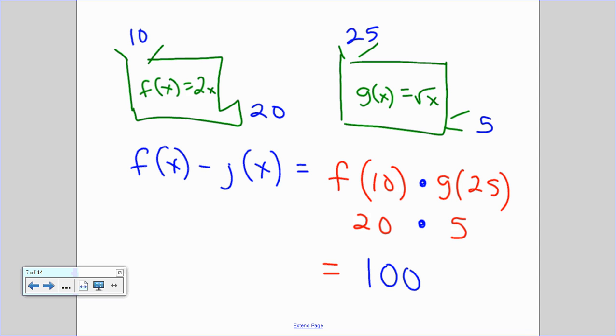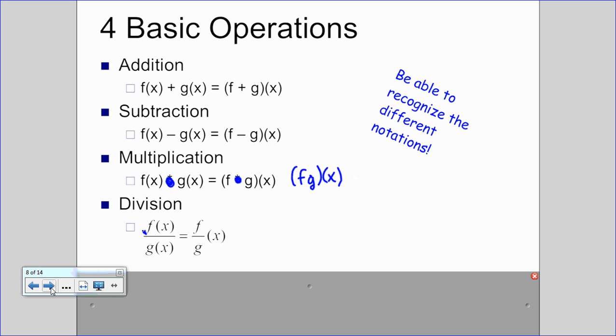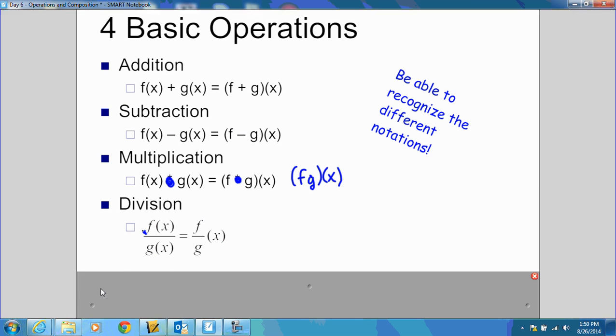And finally, I can do division. So I can divide these two functions together. In this case, I get 4. Let's make this more concrete for you with these definitions.